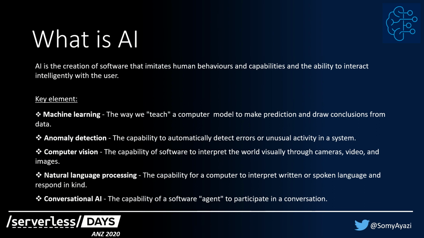Let's talk about what is behind the scene. What is AI and how does it work? AI is a creation of the software that imitates human behavior and capabilities. It is a collection of artificial intelligence APIs. So regardless of your skill level, regardless of your platforms, you should be able to quickly use these APIs.